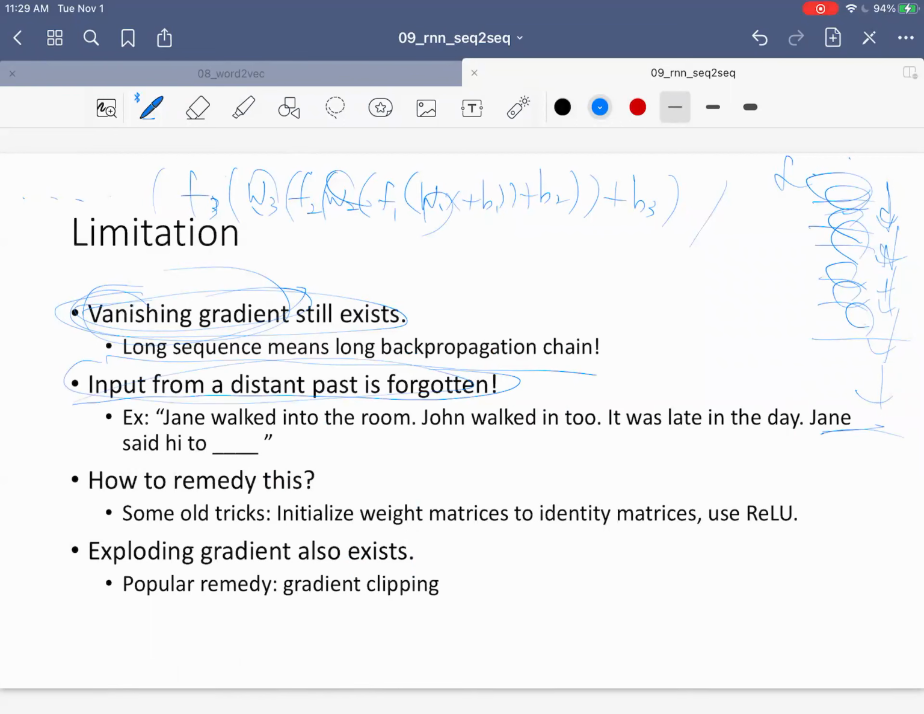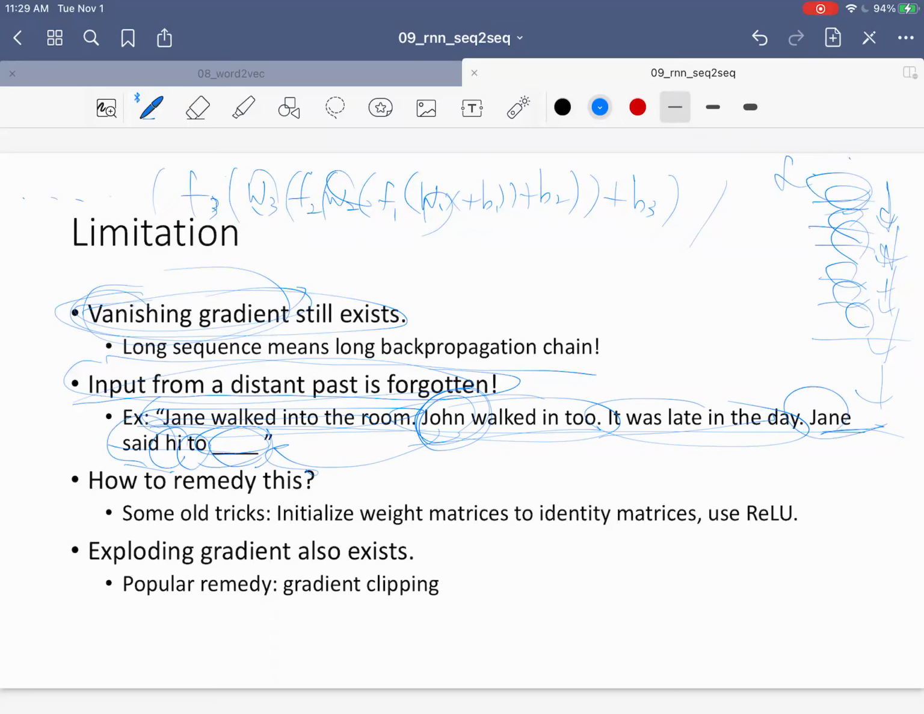The problem is that you sometimes need to really remember what happened in the very, very past. For example, in order to solve a problem like this, where you have a very long sentence and you want to fill in the last word, you actually need to remember what happened in the past. Like, Jane walked into the room, John walked in too. It was late in the day. Jane said hi to who? To John. So you need to remember what happened in the past. You can't just remember the very recent past like an RNN does.